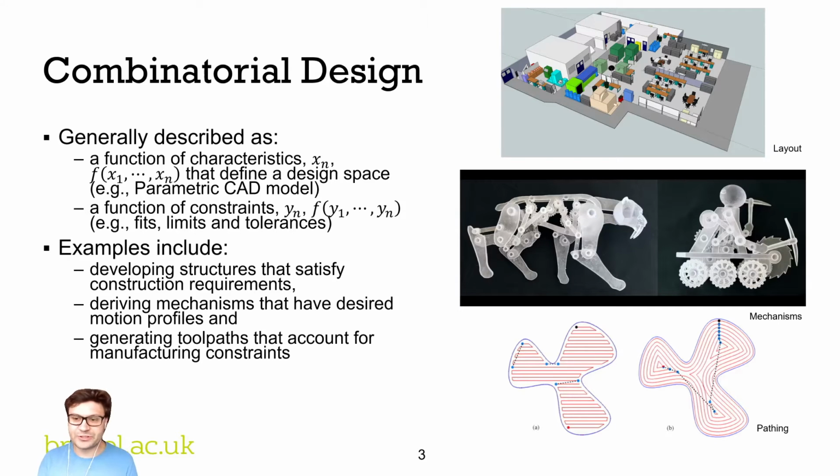So combinatorial design is a well-known problem in engineering design. We typically see it in terms of layouts, optimizing layouts of manufacturing facilities, the optimization of mechanisms, joints and pins to get a desired motion for our products, and tool pathing in the manufacturing scene, where we want to optimize the manufacturing process.